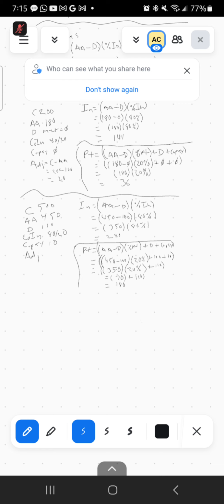Oh, we haven't done our last one. This is simple. Adjustment is charges minus allowed amount. Charges were 500 minus 450, $50.